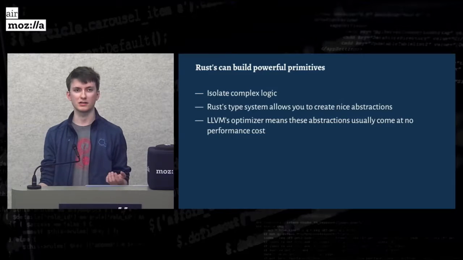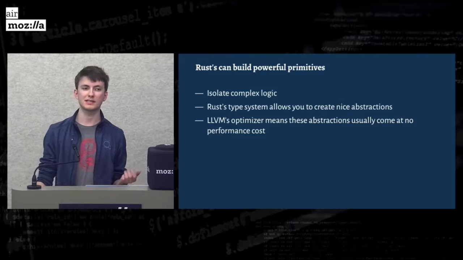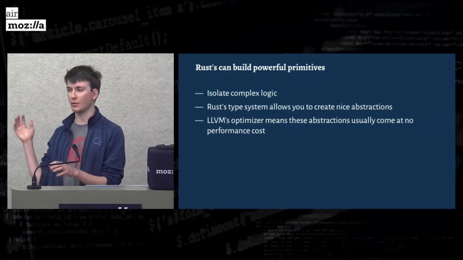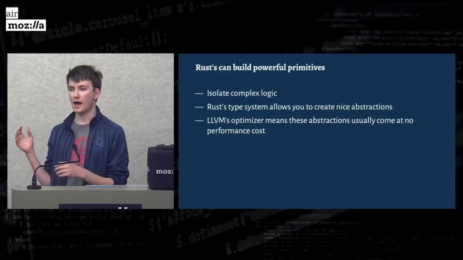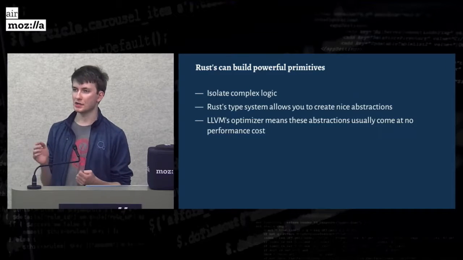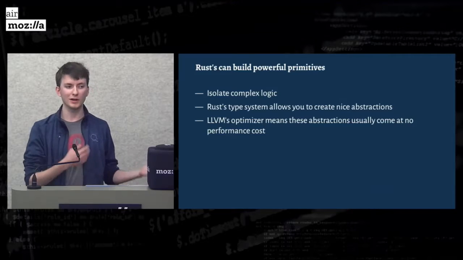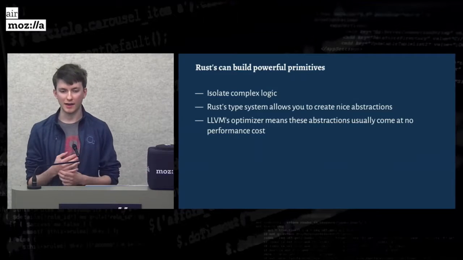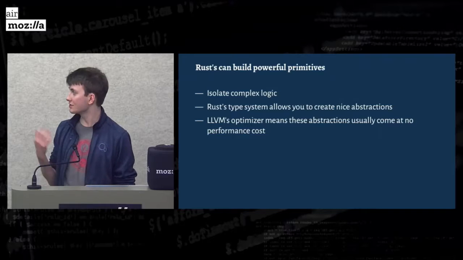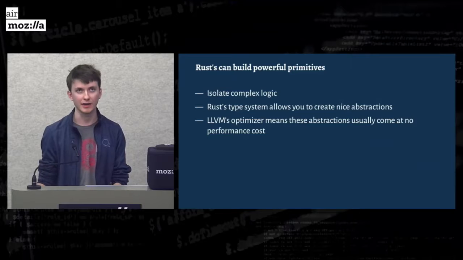Next is to isolate complex logic, and this is something that Rust is really good at. The type system allows you to abstract out parts of your algorithm much better than languages with weaker type systems, and also, even in cases where you could abstract it out in other languages, you might not want to because it would make your code slower. But Rust's use of LLVM's optimizer allows a lot of these things to be zero cost, which is really great.